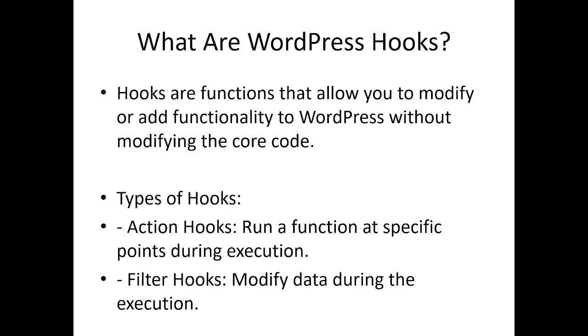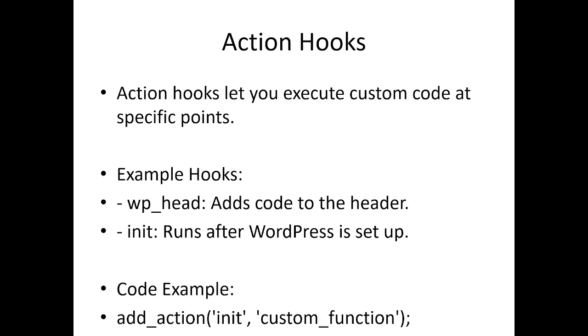For example, imagine you want to automatically display a message on every blog post. Instead of editing each post, you can use a hook to add the message site-wide. There are two types of hooks, action hooks and filter hooks. We will learn about those in the upcoming slides.